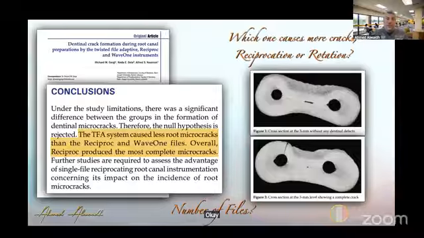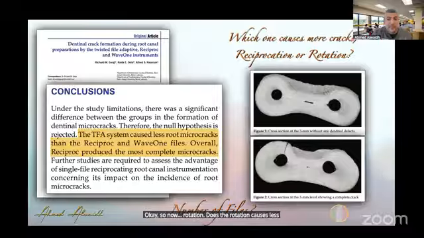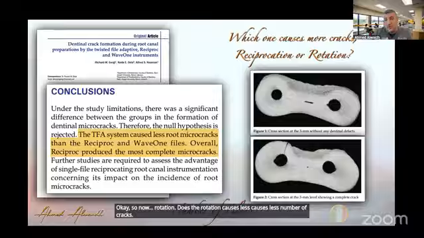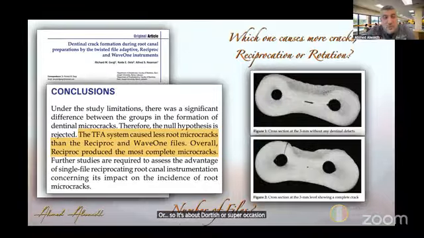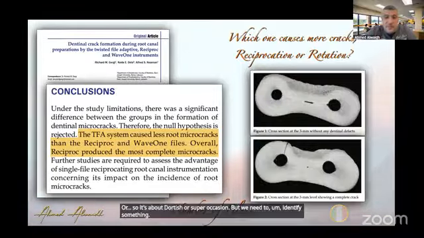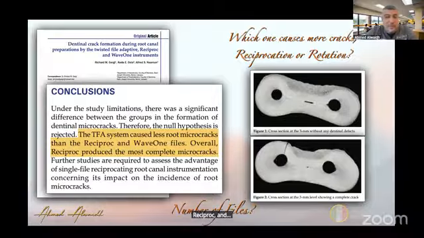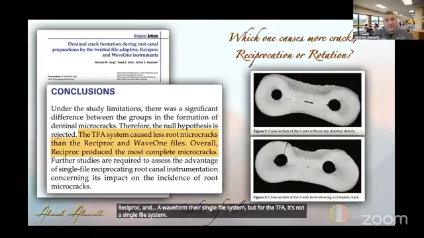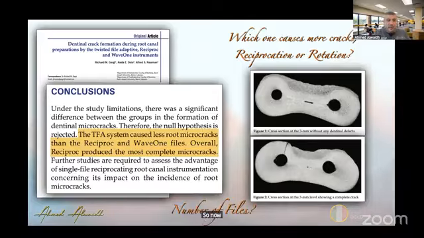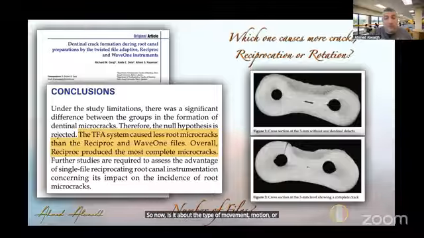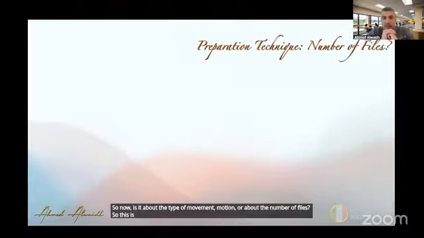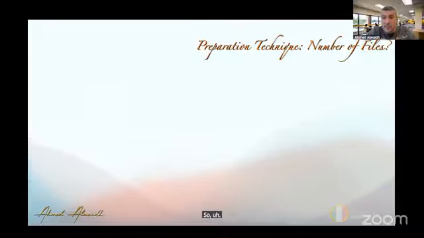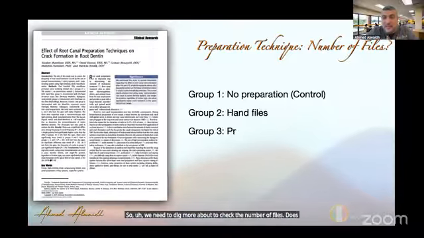Okay, so now rotation, does rotation cause a lower number of cracks? So it's about the rotation or reciprocation, but we need to identify something. Reciproc and Wave 1, they are single file systems, but the TFA is not a single file system, it's progressive. So now, is it about the type of motion or about the number of files? So this is a good question. So we need to dig more to check the number of files. Does it affect the crack generation or not?